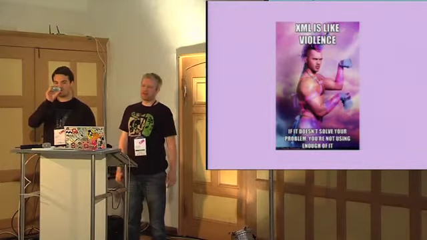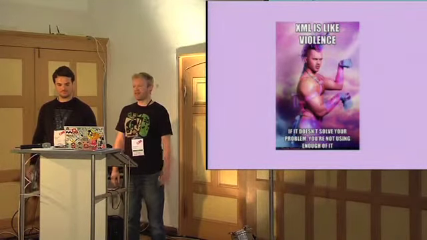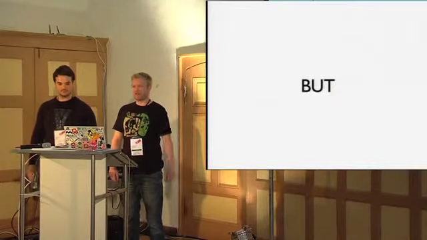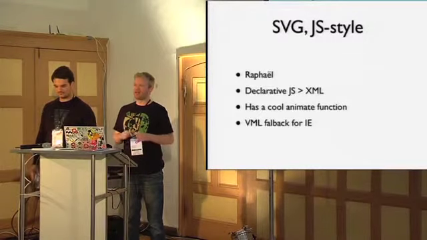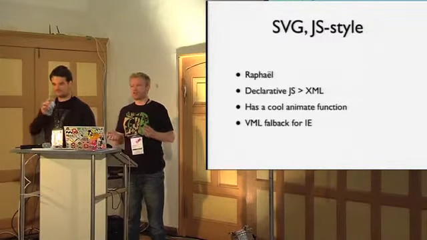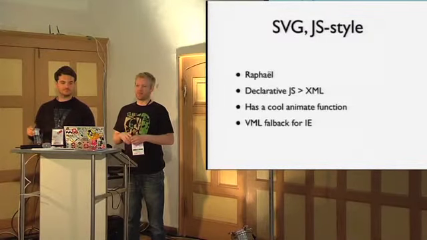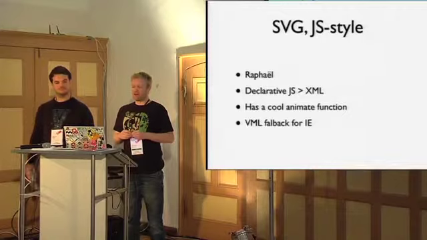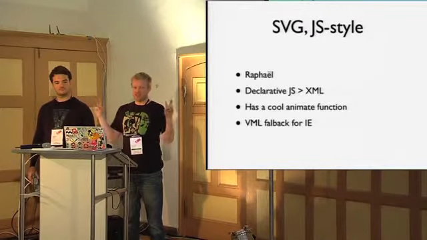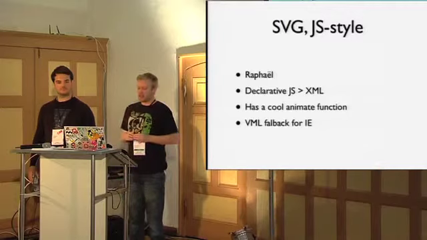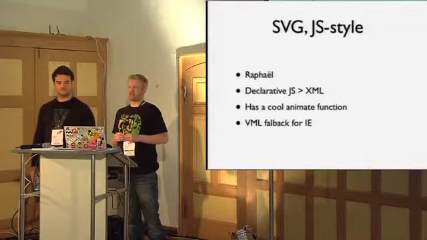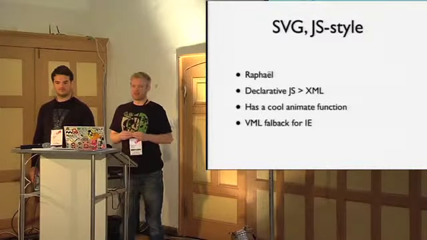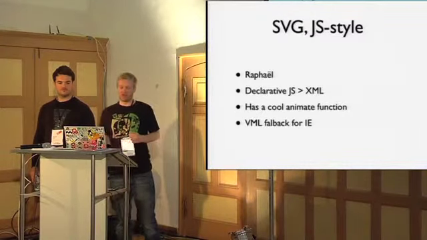Luckily, there's a very, very nice JavaScript library called Raphael.js, and this is the point where JavaScript comes in. It abstracts the whole XML to nice JavaScript functions, where you just say circle or rectangle, and you can put as many objects as you want on a paper, which is the SVG equivalent to Canvas. And it has also some very cool animation functions, and it has also a VML fallback for Internet Explorer. And it really works in the really filthy browsers, if you know what I mean.